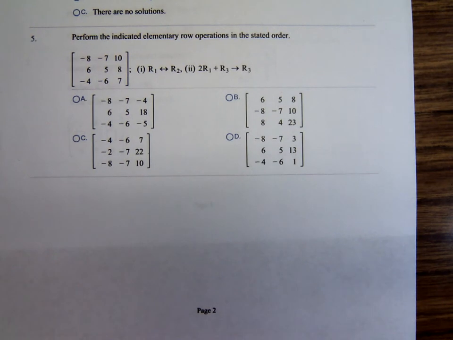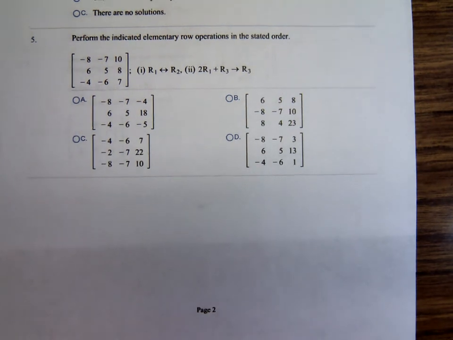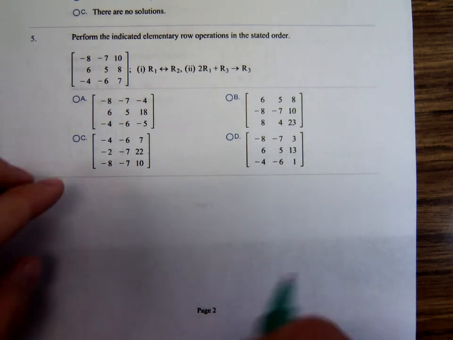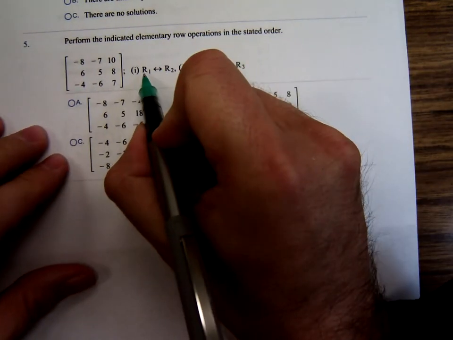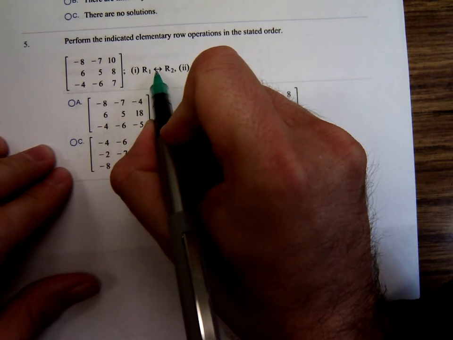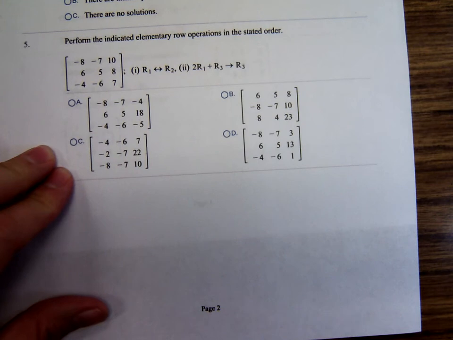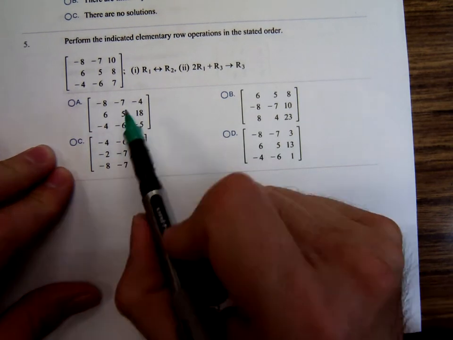We're working with elementary row operations, and we're going to do problem 5 here. Here we're given a matrix, and it says perform this elementary row operation. So let's see. There are 2 operations they want you to do. The first thing, this notation here, row 1 arrow row 2, of the 3 row operations, which one do you think that would be?